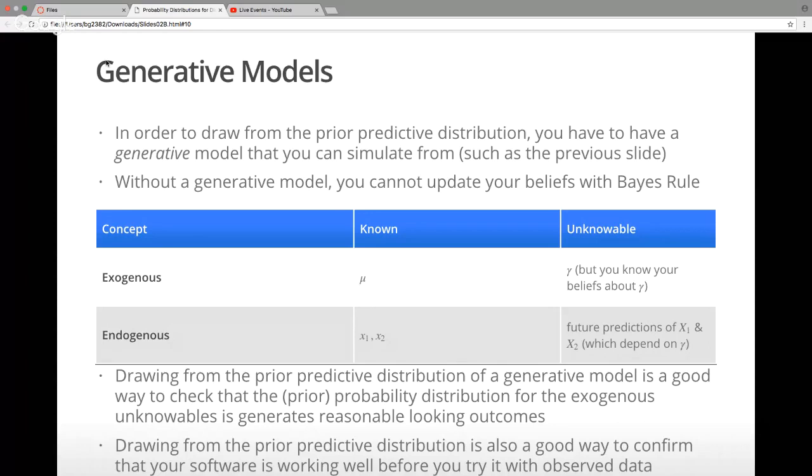Another thing that drawing from the prior predictive distribution is good for is, once you've settled on your priors, you can get a realization from the prior predictive distribution, stick it back into your estimation model, and see if you can recover the realized value of gamma. That helps confirm that your software is working properly before you try it on data from the wild.